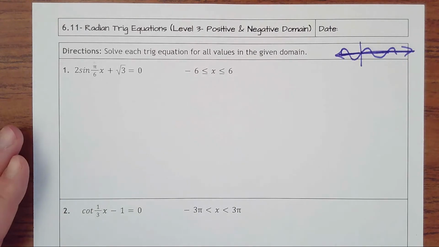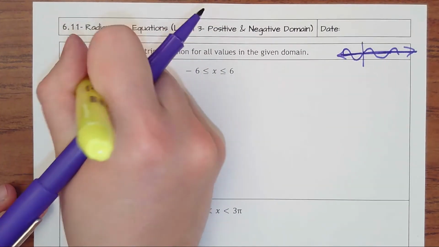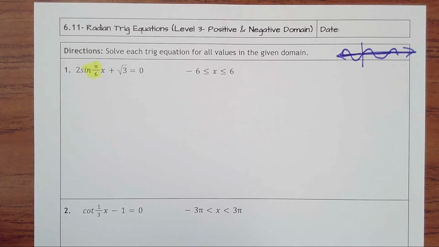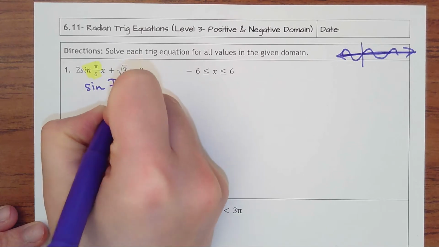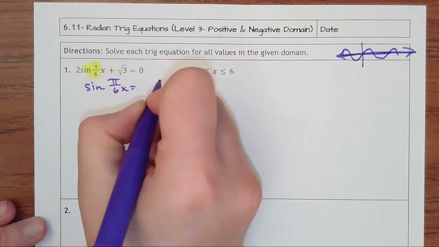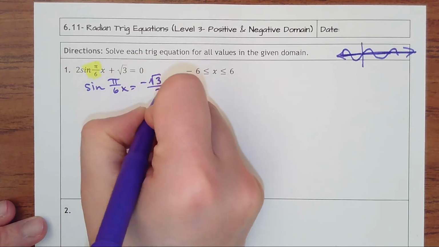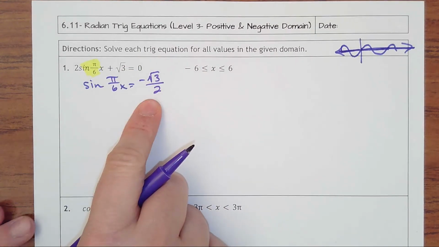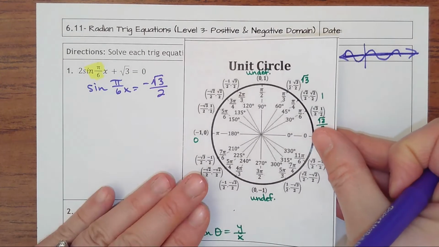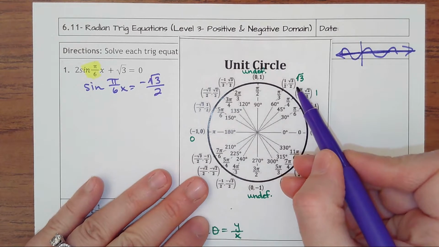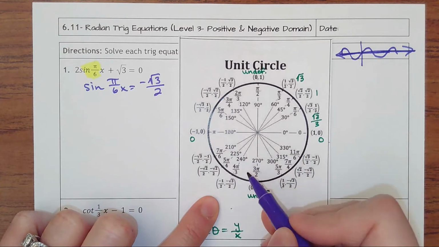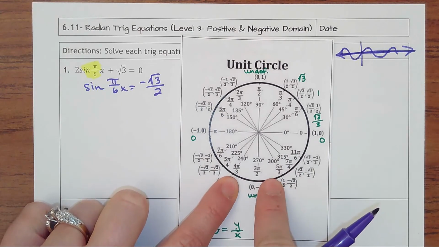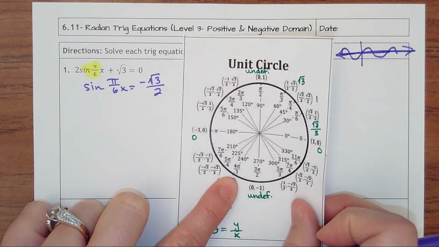Okay, so number one, I want to isolate my sine of pi over 6 times x. We should be doing this in one step. I would be subtracting the square root of 3 divided by 2. So I'm trying to figure out where is sine negative square root of 3 over 2. I know that happens in my 60s, and then those are going to be negative down here in quadrants 3 and 4, so that would be at 4 pi over 3 and 5 pi over 3.